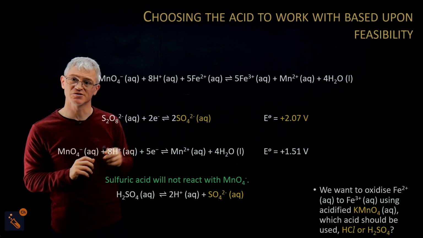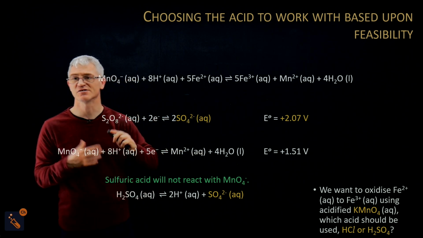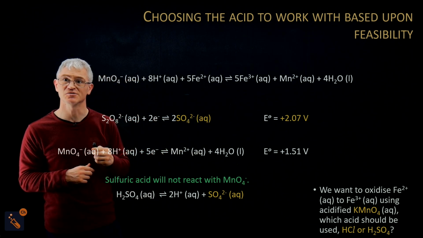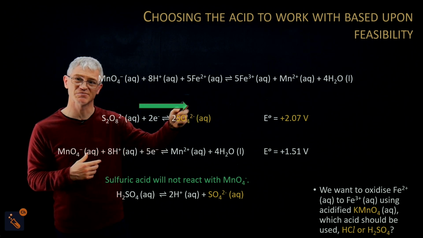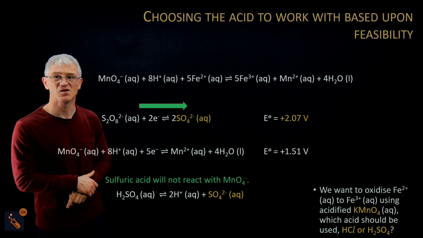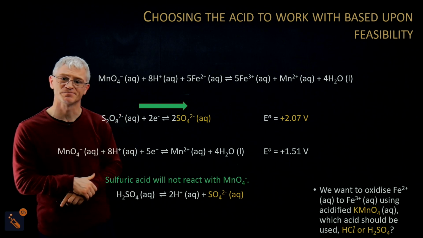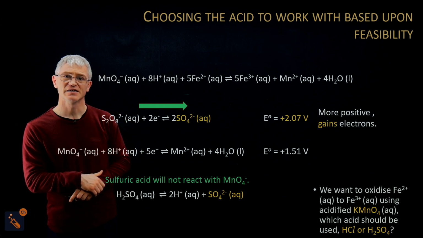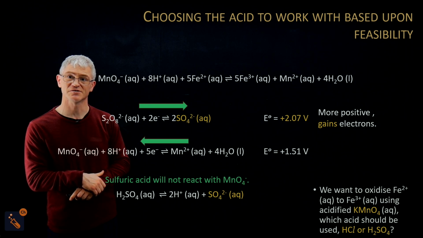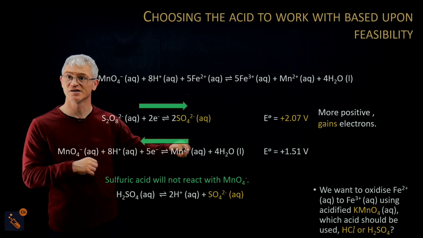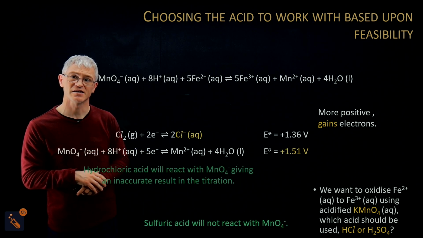Now it won't react with the sulfuric acid because the sulfuric acid has a higher electrode potential. That's what you need to say, a higher electrode potential, which means the equilibrium on this one would be to the right. It would be making more of the SO4 2-, not less, because it's more positive electrode potential. Now, we know this is going to go that way and this is going to go that way.